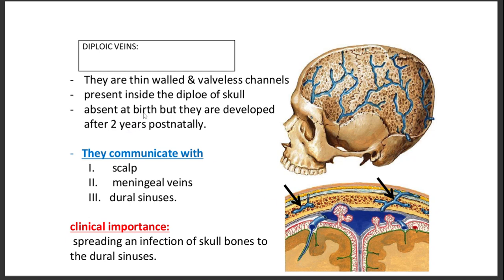The diploic veins are absent at birth, but they develop after 2 years after birth, and they'll communicate with the scalp. We'll talk about the scalp. You need to know about the scalp. They will communicate with the meningeal veins and the dural sinuses. It's also a way through which infections can spread. Infections of the skull bone can spread to the dural sinuses because the diploic veins drain the skull bones.